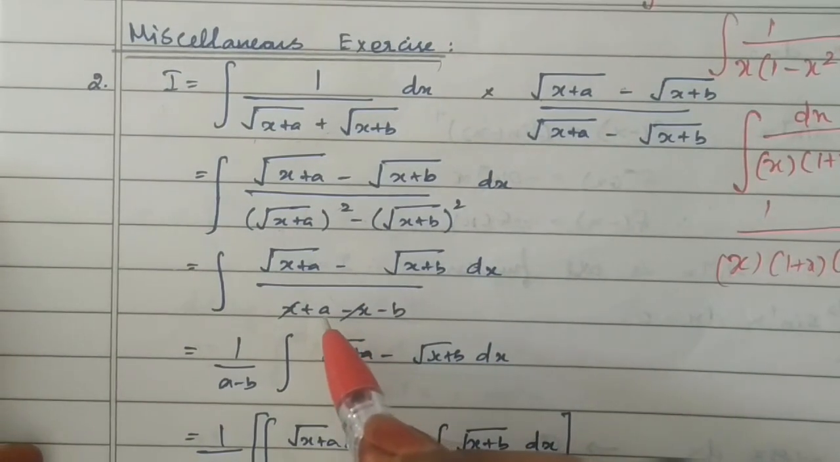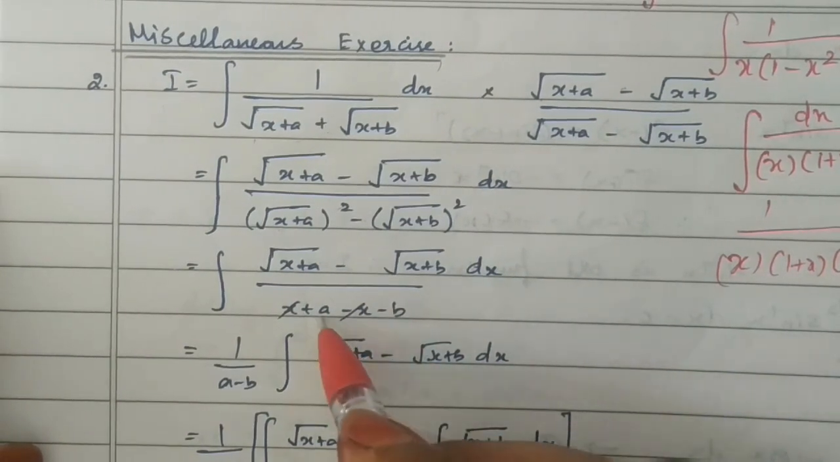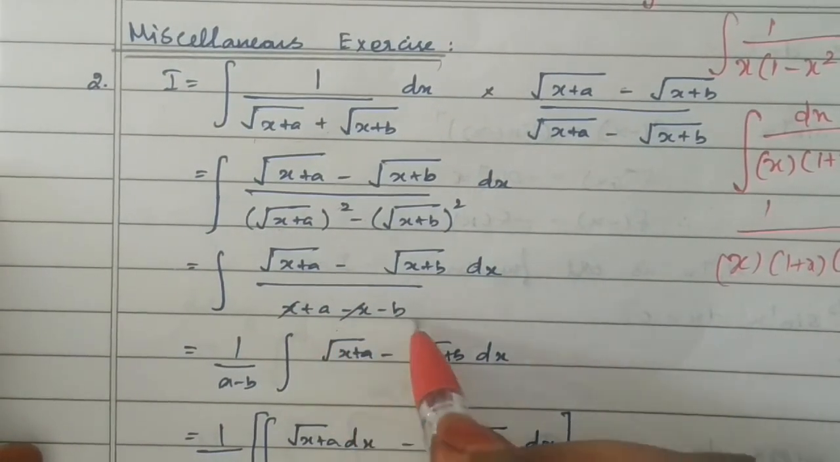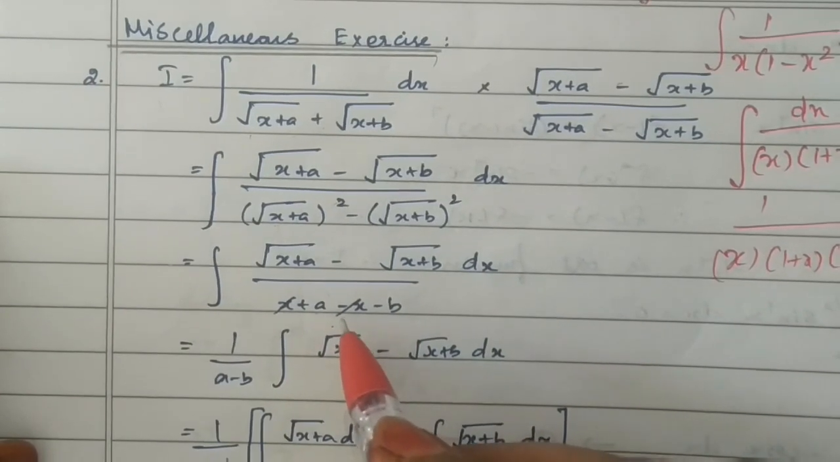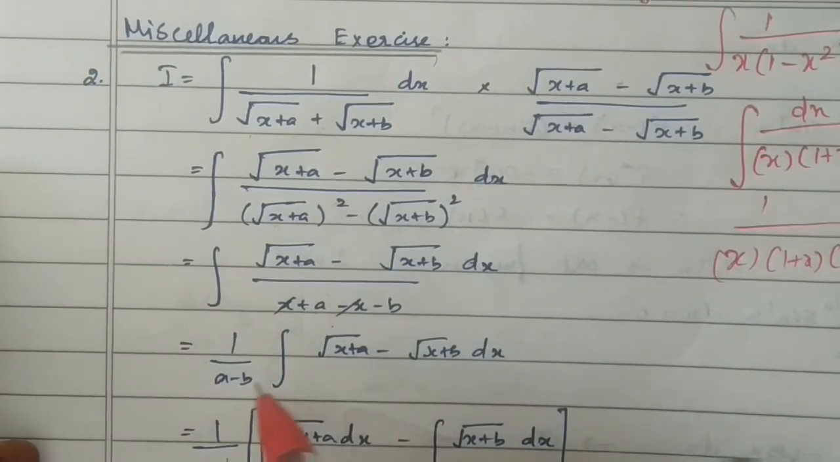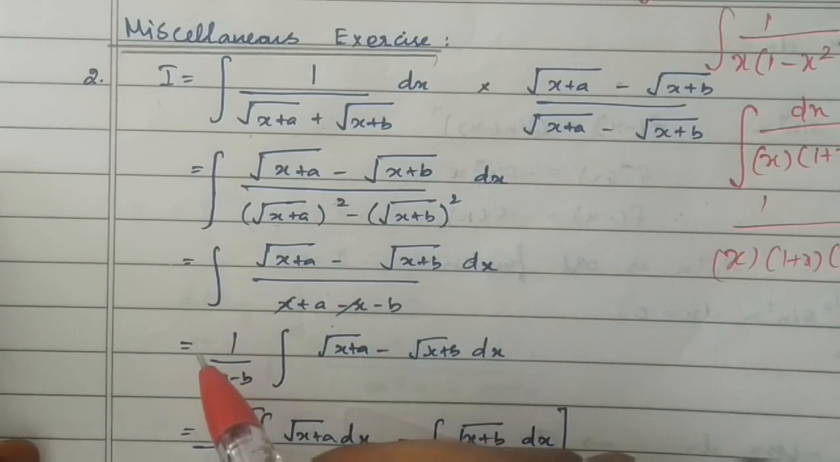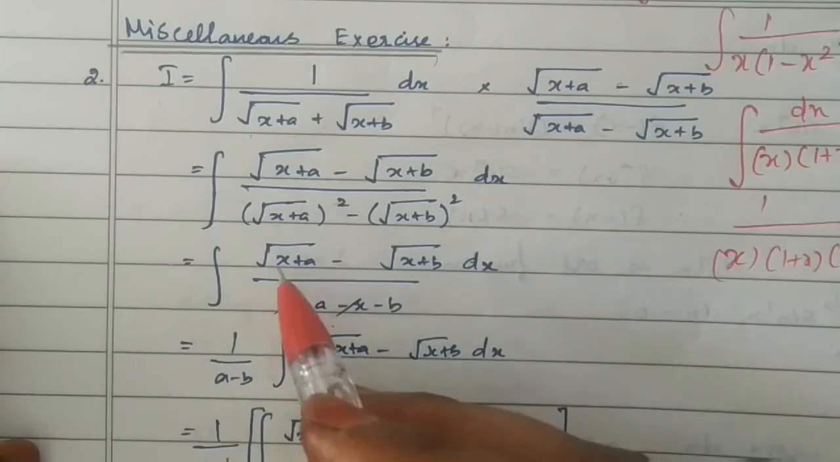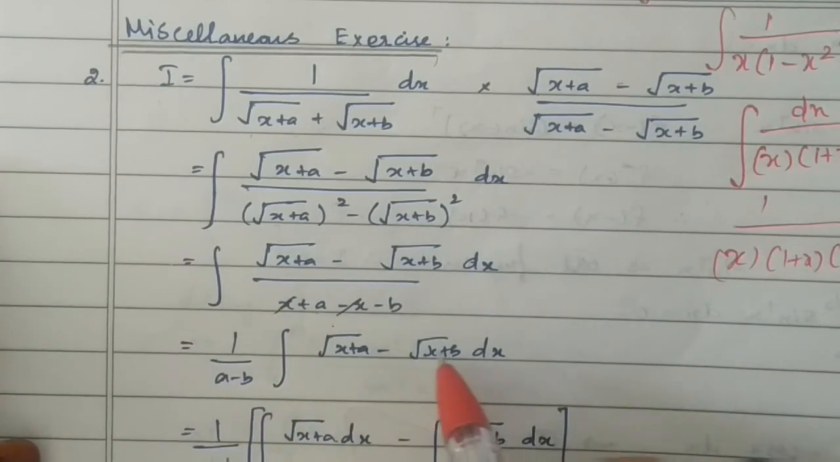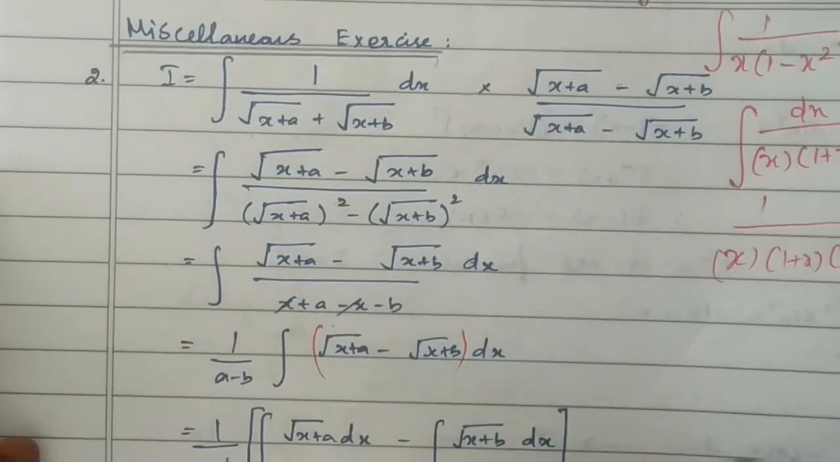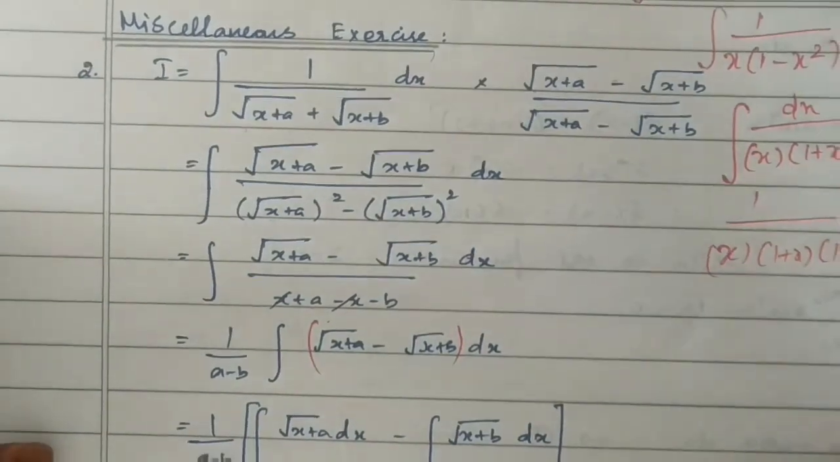So the denominator is a constant. The remaining you will get is a minus b. The denominator is a constant, so you can take it outside as 1 by (a minus b). Therefore, the integral becomes 1 by (a minus b) into the integral of root of (x plus a) minus root of (x plus b), into dx. After that, you can separate the integral and write.